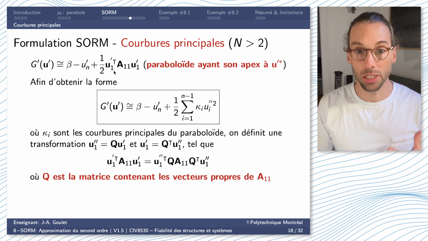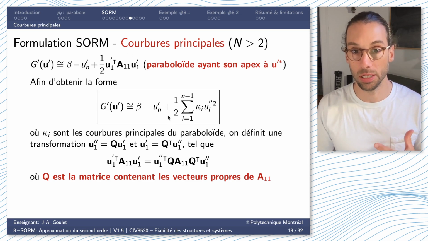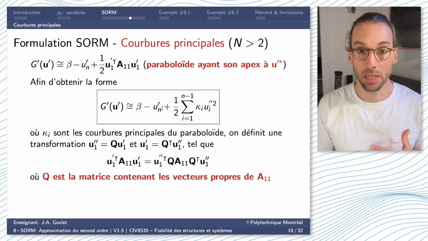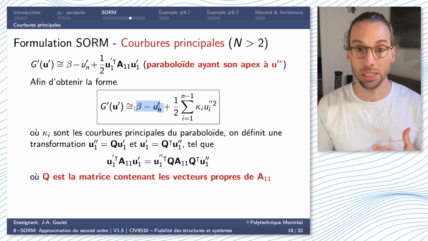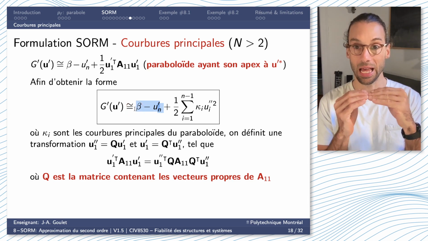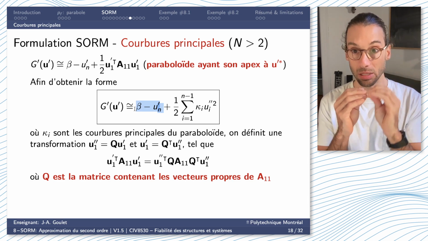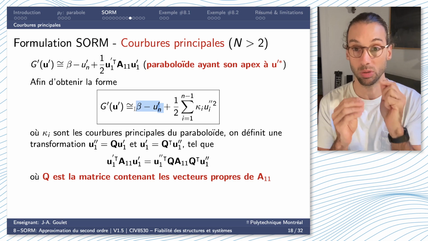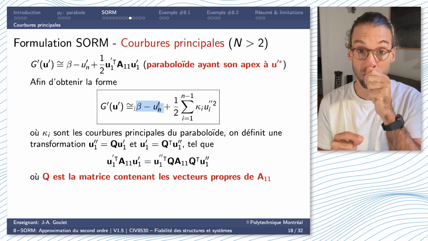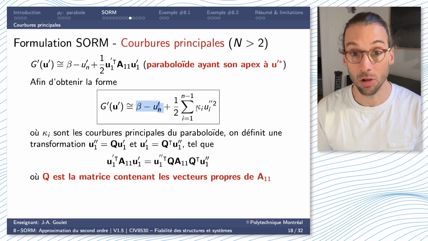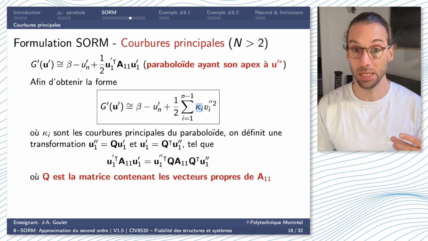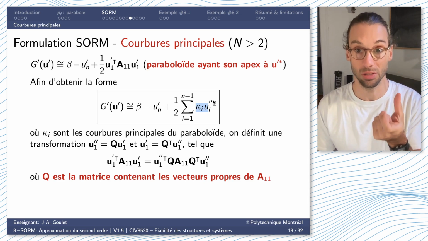But what we want is not this form. What we want is this form, where we have the same term that we have here. We have the same thing here. So the distance between the origin and the design point with respect to the last dimension only. So that's the distance from the origin of that parabola with respect to a single dimension, the last one, plus a term that involves the curvature times each dimension with respect to U prime prime. That indicates we're going to need to do a second transformation.